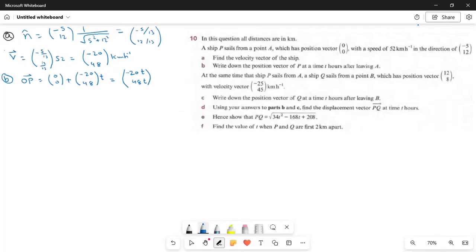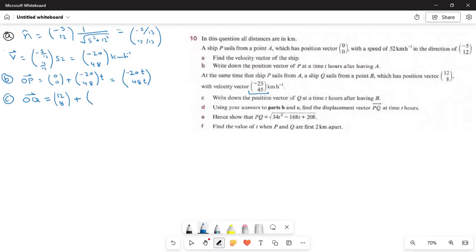Now at the same time, a ship Q sails from a point B, with this position vector and this velocity vector. Write down the position vector of Q. So for part C, we need to write the position vector of the ship Q. I want to write OQ. Its position at time 0 was (12, 8), plus the velocity vector given here.